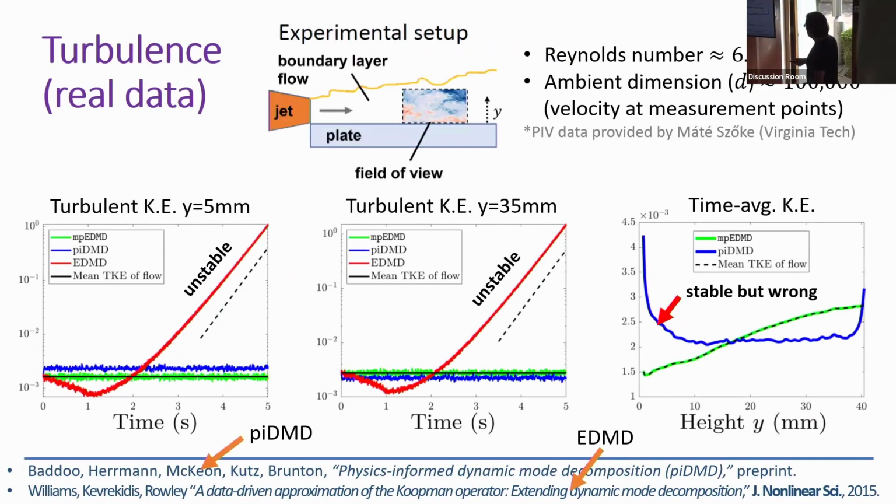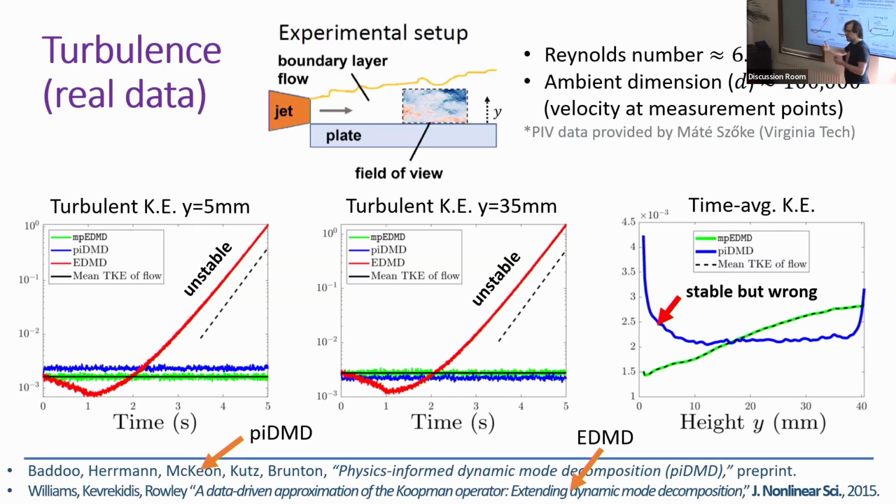Okay. Here's an example showing why you want to preserve a unitary approximation. So this is from some real-world turbulent data. Okay, so you have a jet, a plate, and this is like a window that I'm going to observe. What I'm going to do is, I take the velocity measurements at points. The ambient dimension is about 100,000. And I'm going to compare the measure preserving EDMD approximation to the piDMD. So that's the corresponding guy for dynamic mode decomposition. The point here is that piDMD is not preserving the correct metric G.